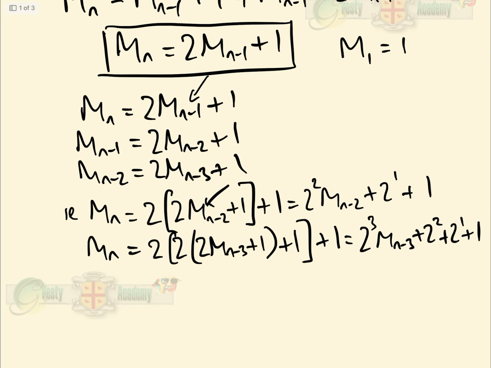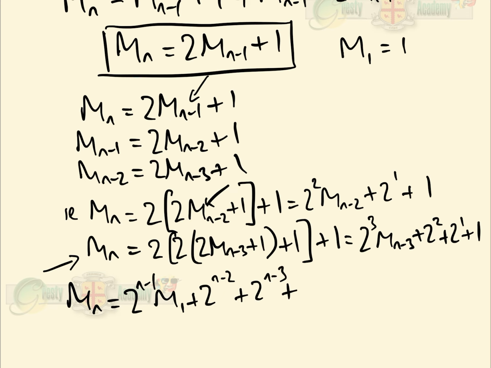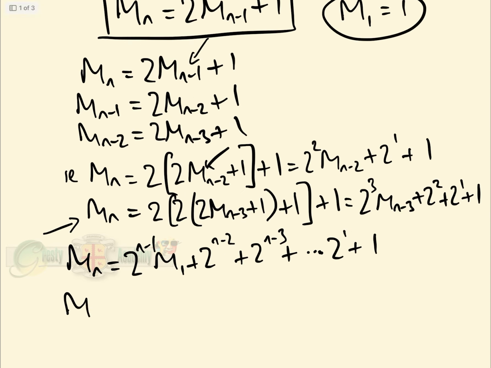So we can see that basically the pattern is going to be, once we've finished all this and we go all the way down to m1, mn is going to be equal to 2 to the power of n-1 m1 add 2 to the n-2 add 2 to the n-3 add 2 to the 1 add 1. So that's basically what it's going to be, and we know that m1 is 1. We've already established that. So basically mn, i.e. the number of moves to move an n high pile of discs from one peg to another, is equal to the sum between r equals 0 and n-1 of 2 to the r, which is a geometric series.